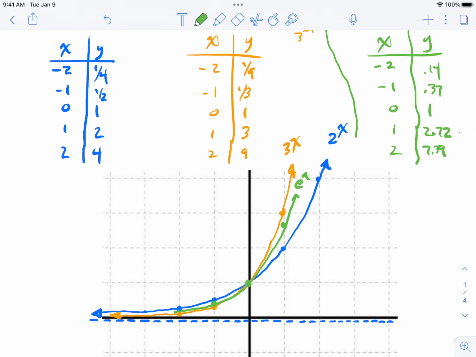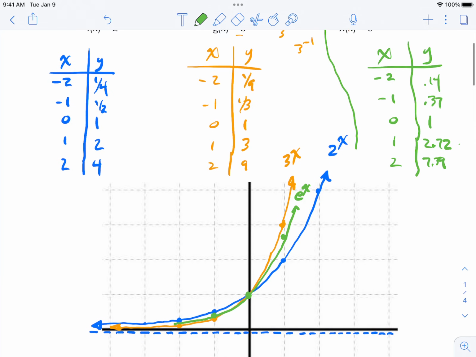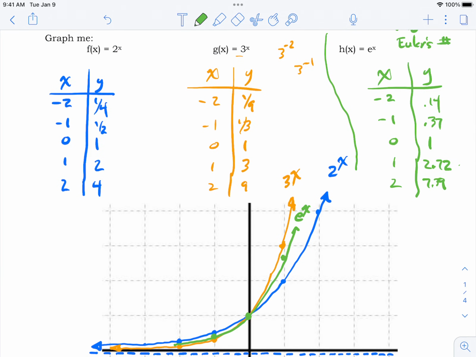Why is it in between the two? Because e itself is in between 2 and 3. So if e is about 2.7, you expect the graph of e to the x to be somewhere between 2 to the x and 3 to the x.